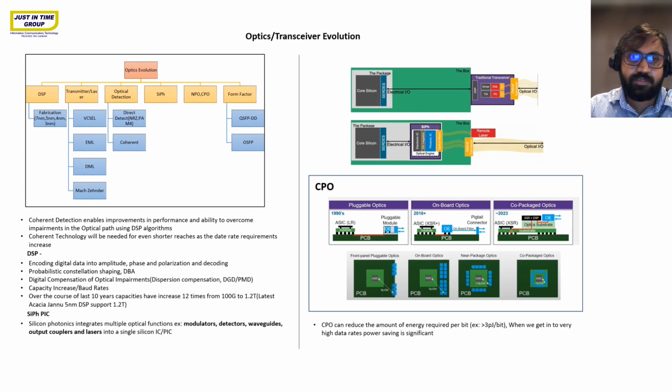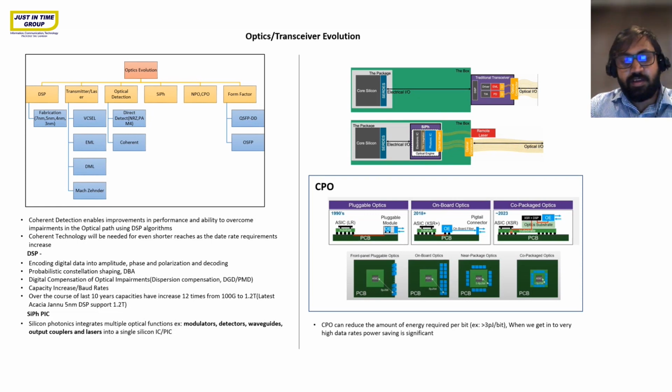Nowadays, most of the transceivers that we see doing coherent transmission use Mach-Zehnder lasers. The other thing you need to consider is silicon photonics, and there are huge innovations going on there. What silicon photonics means is that we can put modulators, detectors, output couplers and lasers in a single ASIC die, and also in a package. And the other area is NPU and CPU, near-packaged optics and co-packaged optics, so there are a lot of innovations going on in the optical transceiver domain.